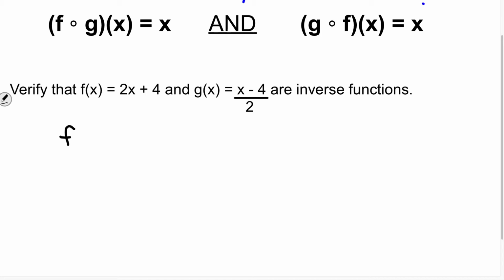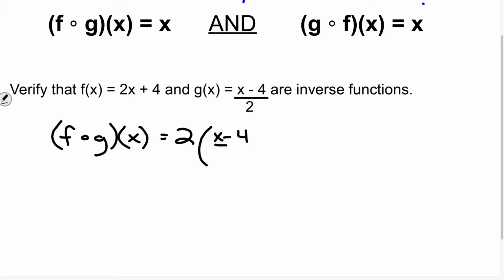Okay, if I want to verify through compositions, I can start with either composition. I'm going to start with f of g of x. And remember, think about what a composition means. It's a substitution. I'm going to take g, x minus 4 all over 2, and I'm going to replace it in f of x where I see x. So it's going to look like 2 times x minus 4 over 2 plus 4.